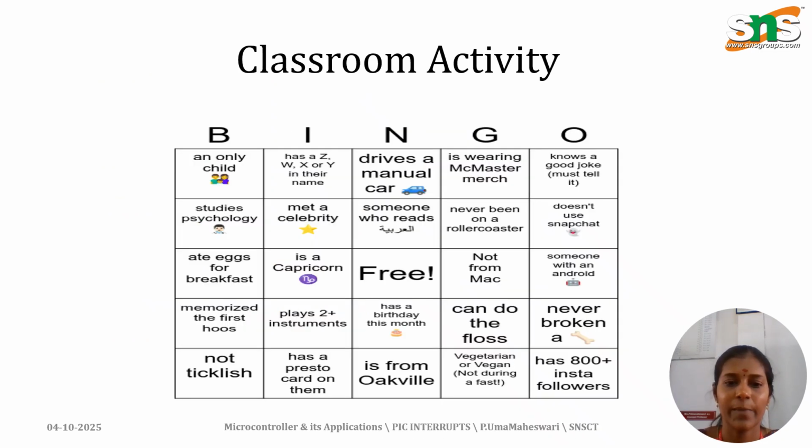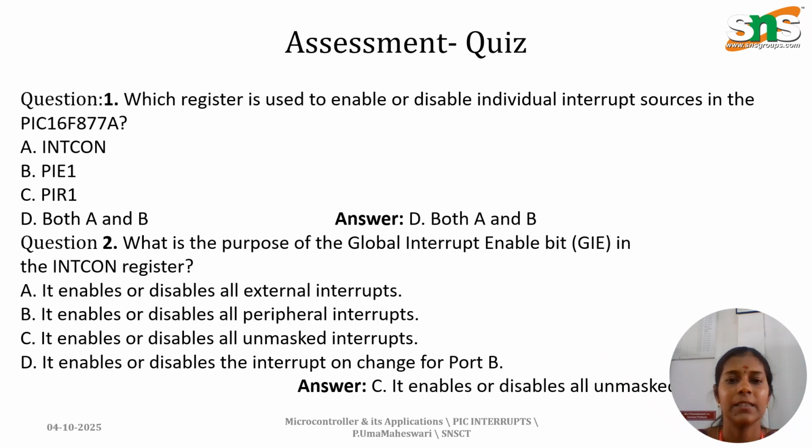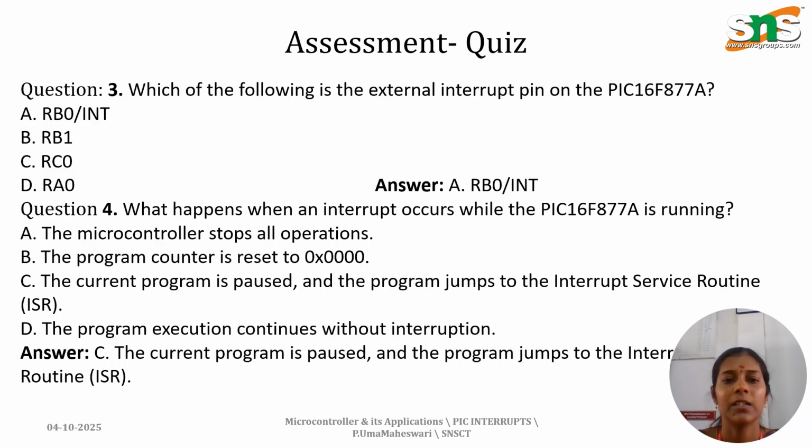And this is a classroom activity for students. The assessment questions we have seen are: which registers are used to enable or disable individual interrupt sources, what is the purpose of the global interrupt and why is it necessary, and which of the following is an external interrupt. Here RB0 or INT is the interrupt. What happens when an interrupt occurs while the program is running? The current program is paused and the program jumps to the interrupt service routine, called the ISR. That is what I have mentioned here.